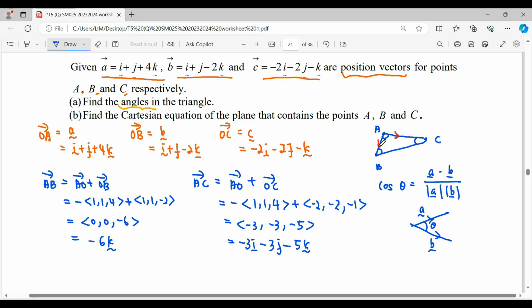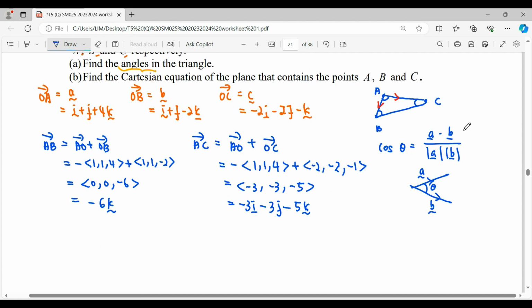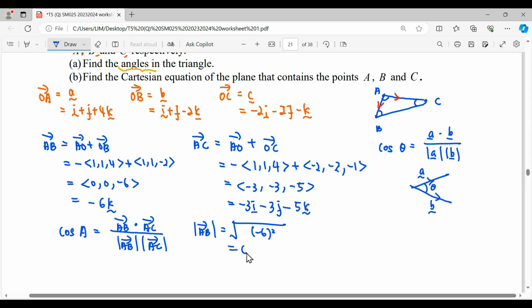Once we have found these two vectors, we can put them into our angle formula, where we need to find cos angle A, which is these two vectors dotted and divided by their magnitudes. So we need AB dot AC divided by magnitude AB and magnitude AC. To find magnitude AB, it is the square root of x squared, y squared, and z squared. To find the magnitude of AC, same here. So we have square root of 43.